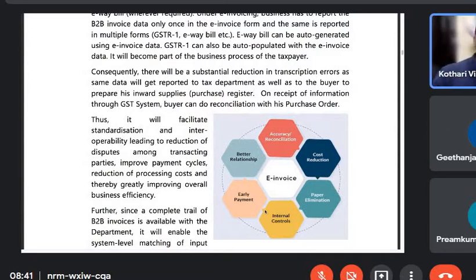So if I am issuing an e-invoice and I make a mistake, it goes immediately to the opposite person. The opposite person can verify and tell me immediately that this mistake has happened. So proper internal controls are there. Proper early payments are made and better relationships are built.